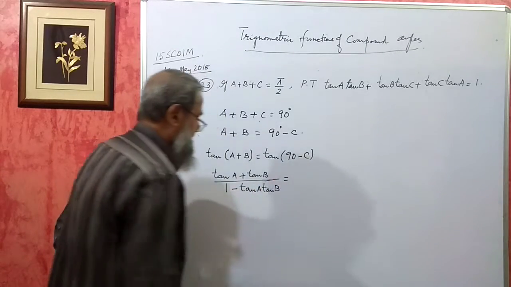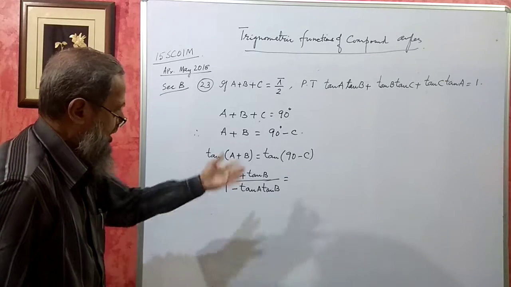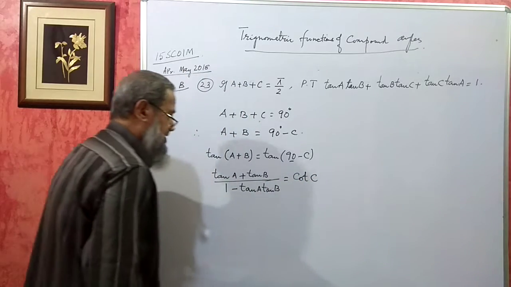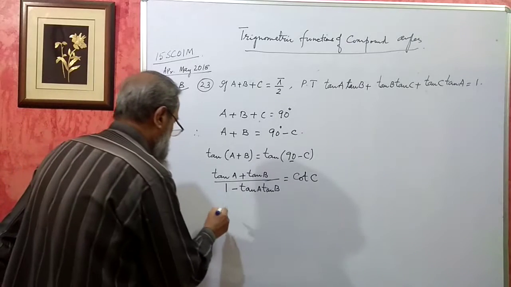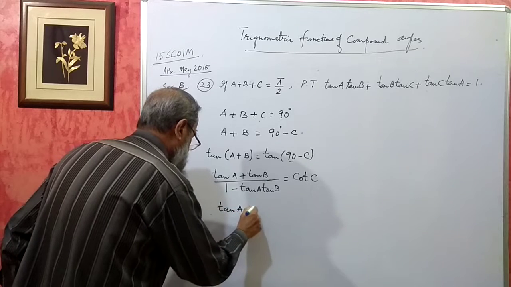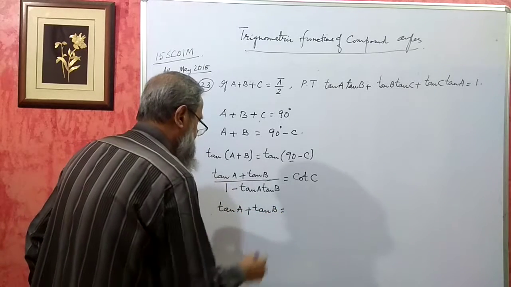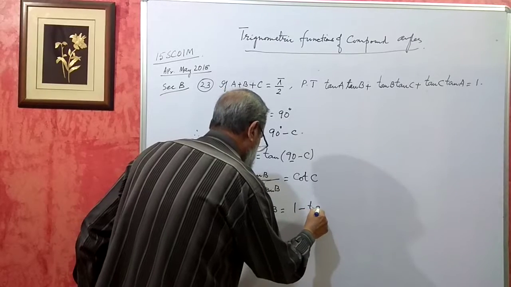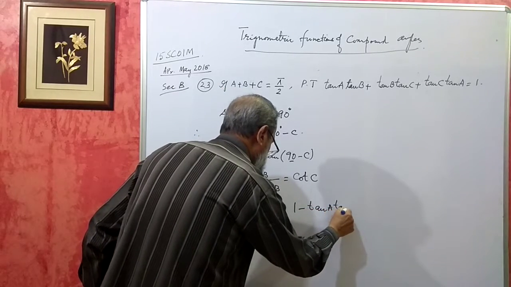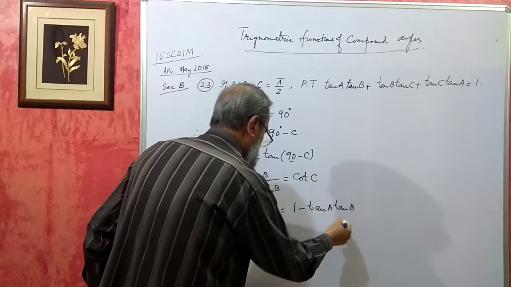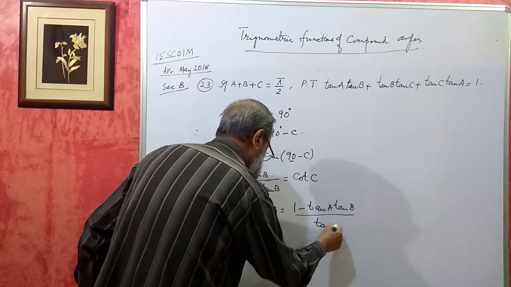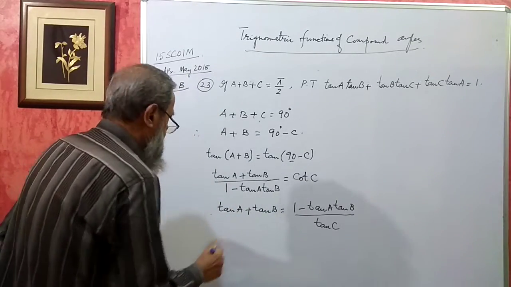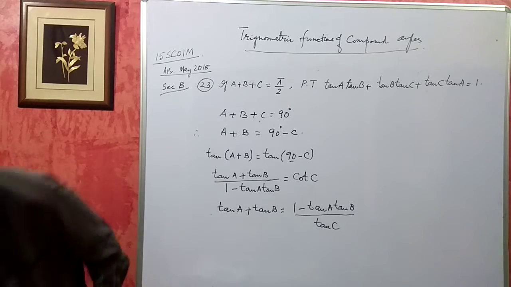Now, 90 minus C is in the first quadrant, where all are positive. Because of the 90, tan becomes cot, so it becomes cot C. So, tan A plus tan B is equal to 1 minus tan A tan B, multiplied by cot C, or I can take that cot C down as tan C, since cot C is 1 by tan C. Now this tan C I will take this side.